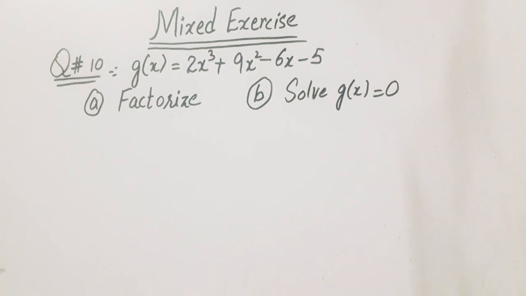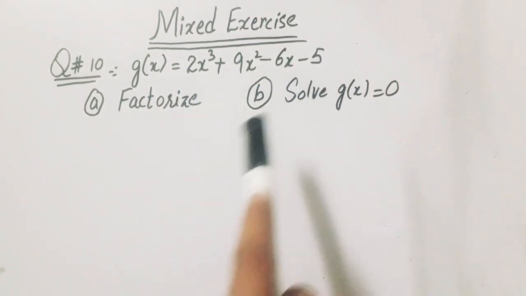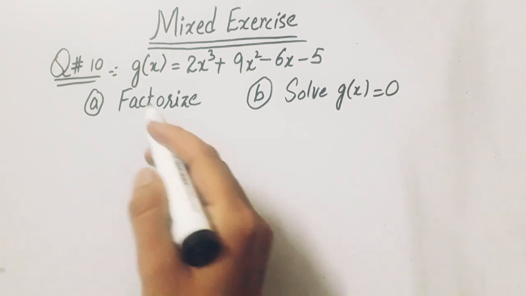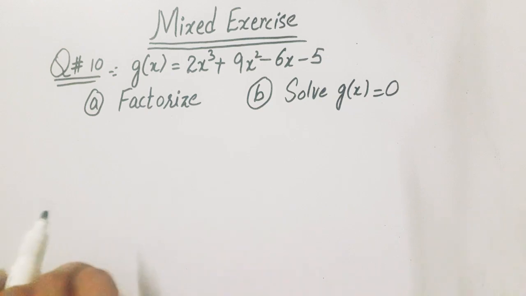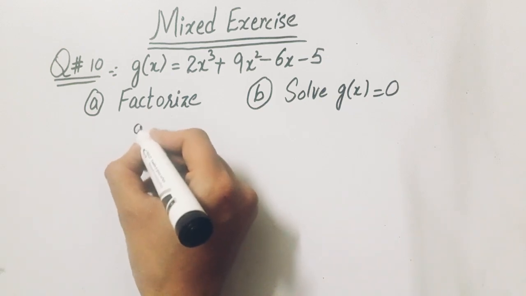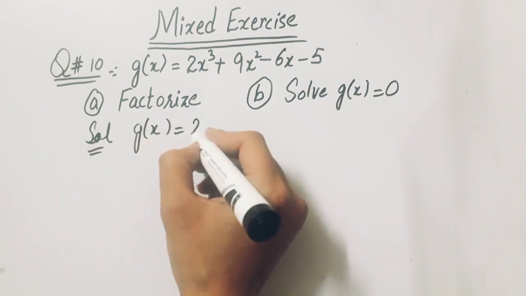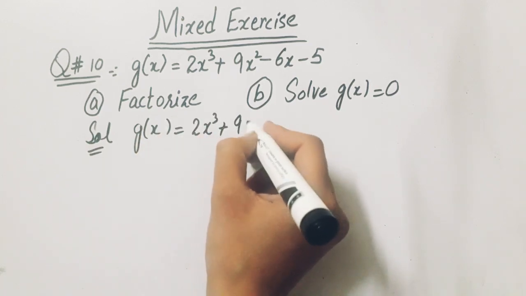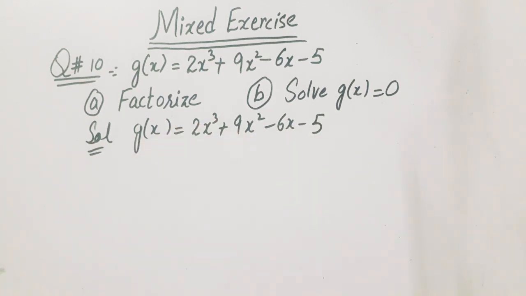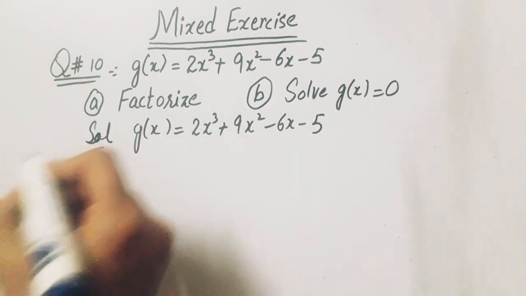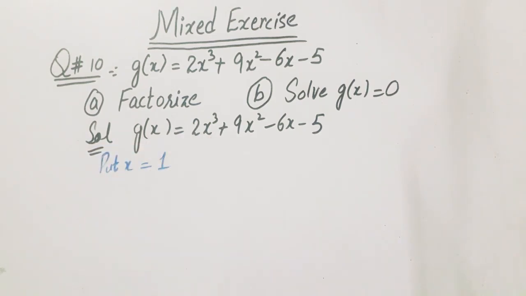Now in question number 10, g of x is equal to 2x cube plus 9x square minus 6x minus 5. In the A part you have to factorize this, and in the B part solve g of x. So you will write the solution as g of x is equal to 2x cube plus 9x square minus 6x minus 5. Now you will put a value of x such that your answer is equal to 0. So put x is equal to 1 in this equation.